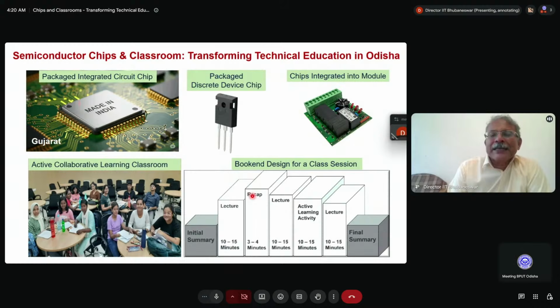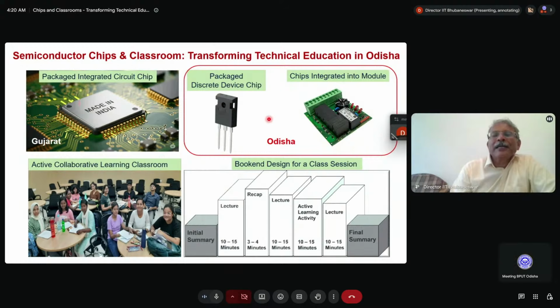During the lectures and this recap, they are doing passive learning. That is, they are listening to the teacher. So this is called passive learning. But here, they are themselves active in trying to solve a problem or thinking. This is then followed by another lecture session, and finally you have the summary. So this particular design of a class, 50 minutes or 1 hour class, is called bookend design. So now, in my remaining part of the talk, I am going to expand on these ideas.